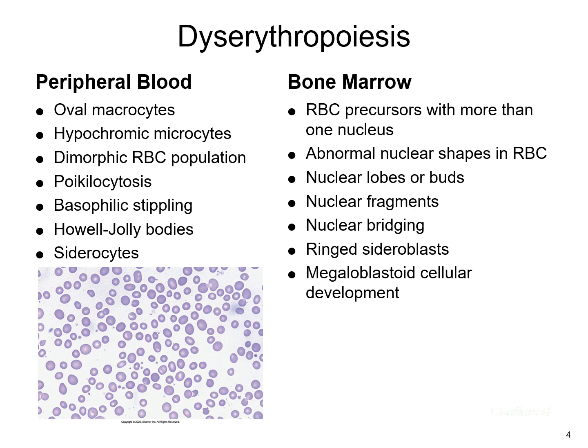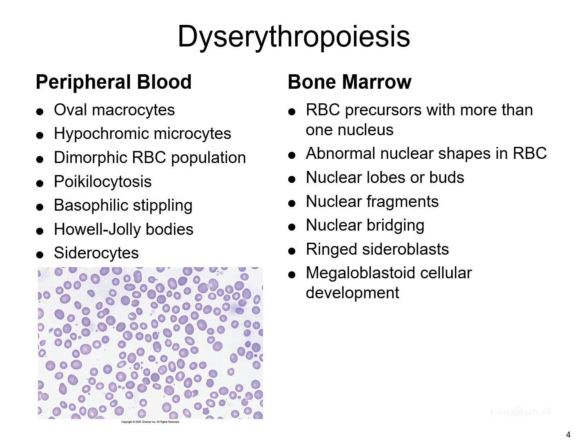So within the bone marrow, you will have evidence of dyserythropoiesis by the presence of red blood cell precursors that will actually have more than one nucleus or some sort of abnormal nuclear shape. So you may see cells that have a nucleus with some sort of abnormal shape to it, or you could see some sort of bud to that nucleus, as well as some sort of fragment within the nucleus of those early erythrocyte cells.